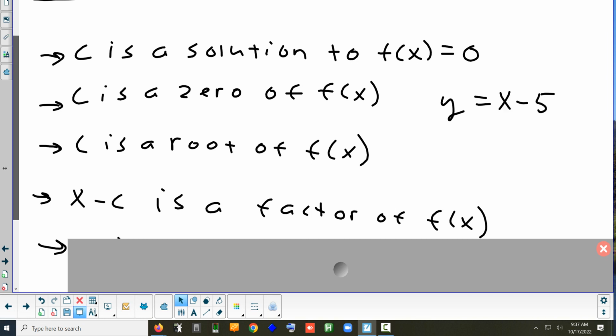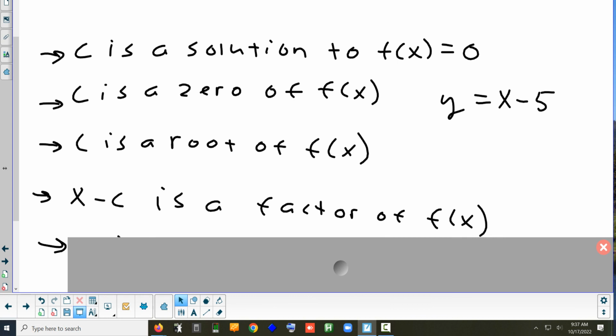And the last one has to do with thinking about it visually. These are all things that mean the same thing. It's just different ways of saying the same exact thing. What number would you plug in for x to get 0 for y? 5. So if you plug in 5 for x, everybody agrees you get 0 for y? What do you call this point? 5 is the root, because it gave you 0.